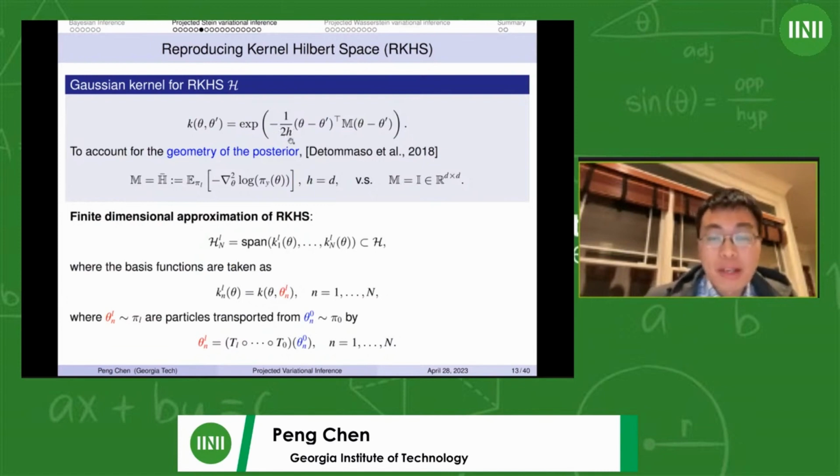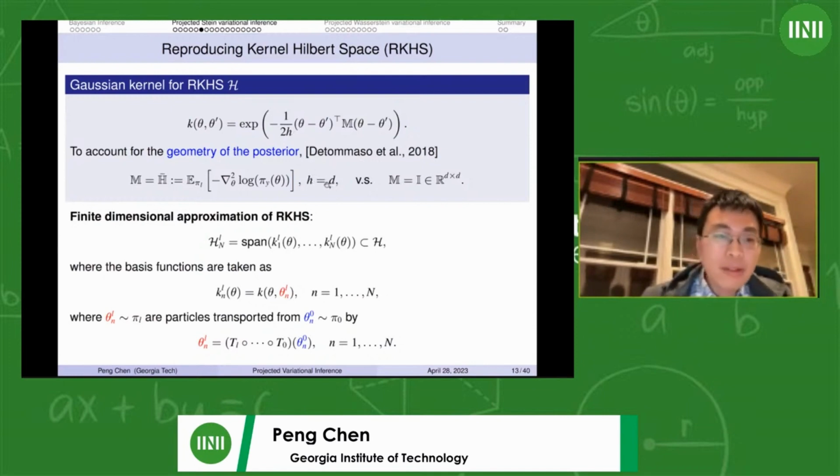But in particular, for high dimensional problems, there is the geometry of the posterior that you can take advantage of. So in the Stein variational Newton paper, they propose to take the average of the Hessian of the log of the posterior, evaluated at the current density pi L. Essentially, you can use a sample average approximation of this Hessian term. However, this might be quite expensive to compute. And to account for the dimension here, h is taken as a dimension here.